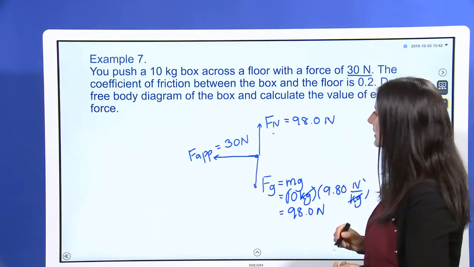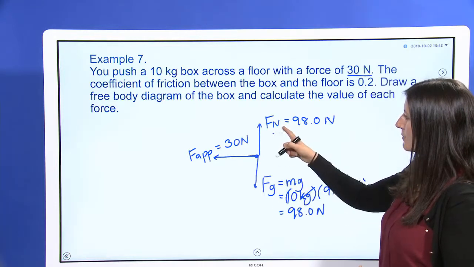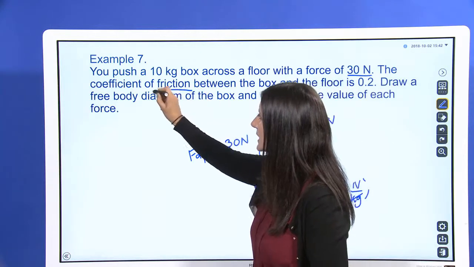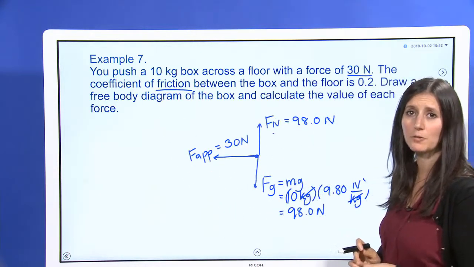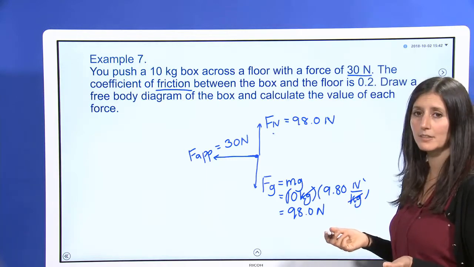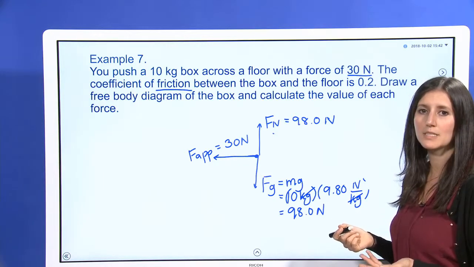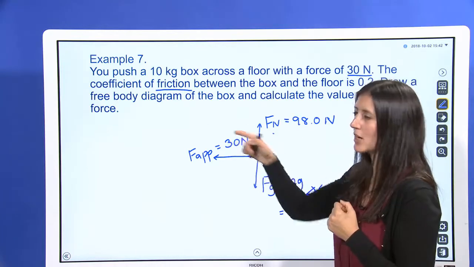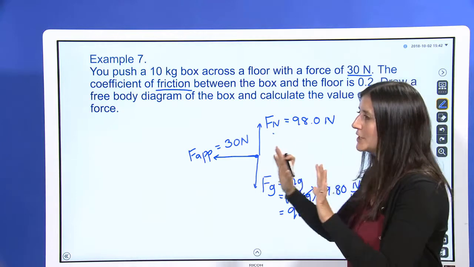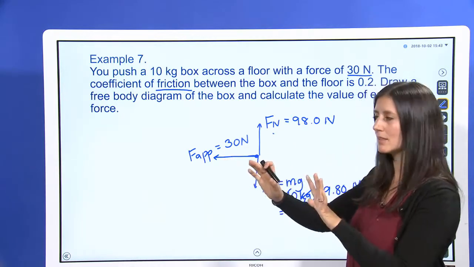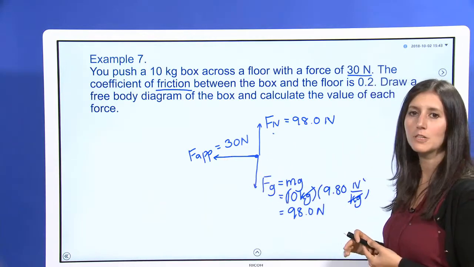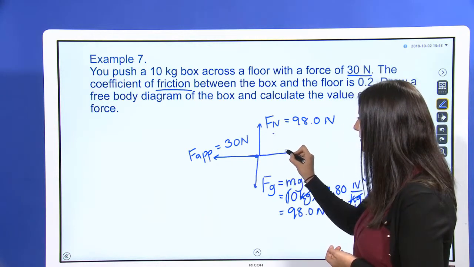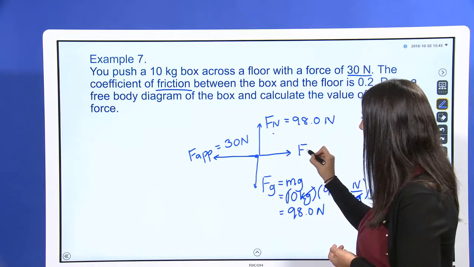Okay. So now I have my force of gravity, my normal force, my applied force, and there is mention of friction in the question. So since friction is mentioned, I need to consider it. And friction always opposes the motion. So I'm pushing a box in this direction, so I chose to draw that it's pushing to the left. I'm pushing it to the left, so my box is moving to the left. So then that means the force of friction opposes the motion, it would be going to the right. So it would be going this way. This is my force of friction.